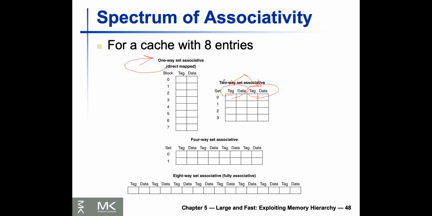We can increase this. We can have 4-way set associative. So for each of those sets, we have 4 ways now. Now we have to look for 4 places at the same time. We need 4 comparators, right? And because we had only 8 blocks, we can go up to the extreme side of 8-way set associative.